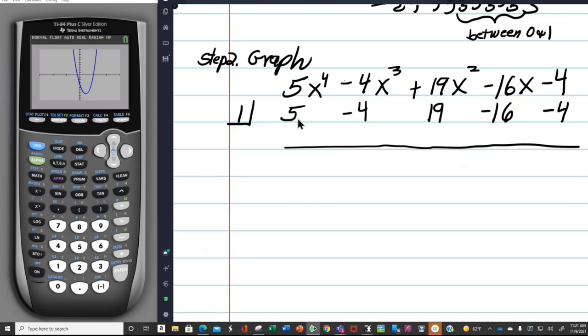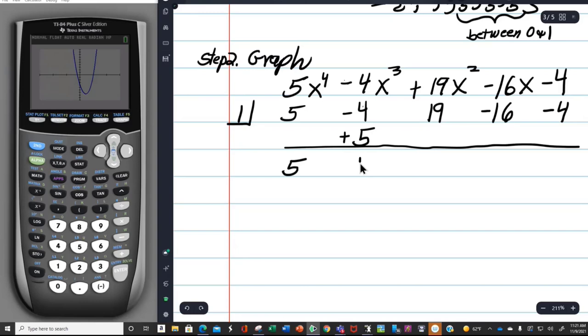Now our leading coefficient is 5. I bring it straight down. Then 5 times 1 is 5. Negative 4 plus 5 is 1. 1 times 1 is 1. 19 plus 1 is 20. 20 times 1 is 20. Negative 16 plus 20 is 4. 4 times 1 is 4. And negative 4 plus 4 is 0. Yay!